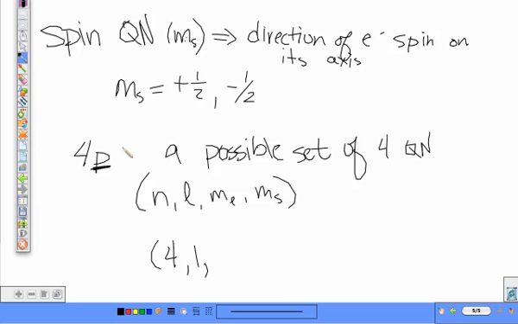P's l value is 1. So what are the possible values for ML? Negative 1, 0, or 1. Which one do you want to pick? 0. Okay, and you just pick plus 1/2 or minus 1/2, and there you go. There's a possible set. So your n is always just whatever the number is.